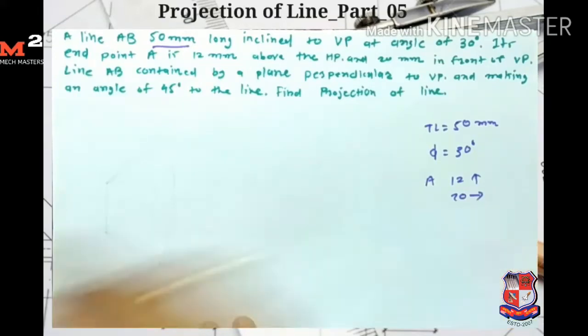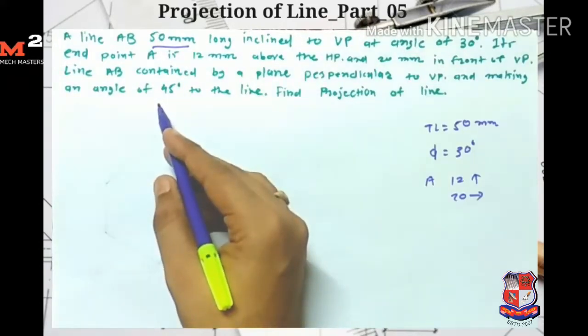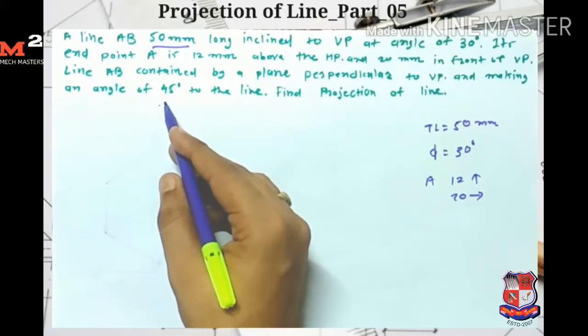The line AB is contained by a plane perpendicular to VP and making an angle of 45 degree to the line. Okay, this data is important, read carefully. Here the line AB is contained by a plane which is perpendicular to the VP, and it is making an angle of 45 with the horizontal plane, made by the line.